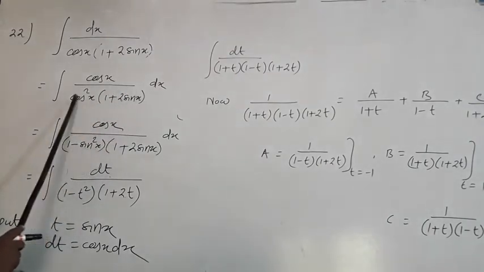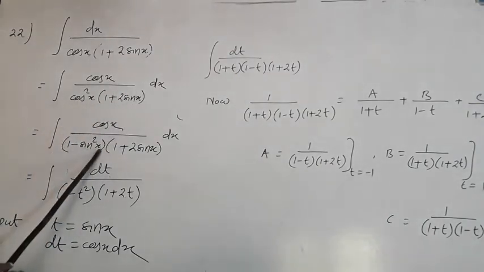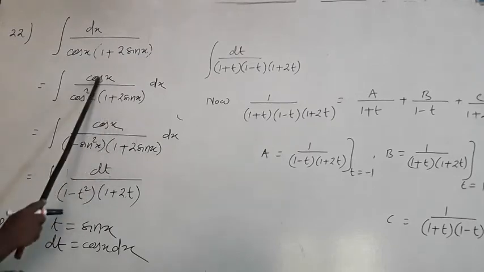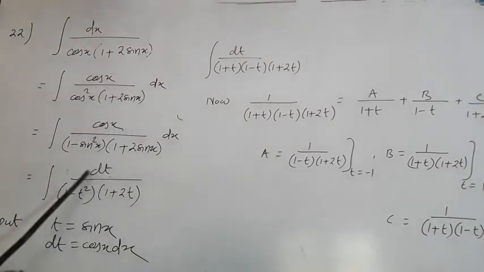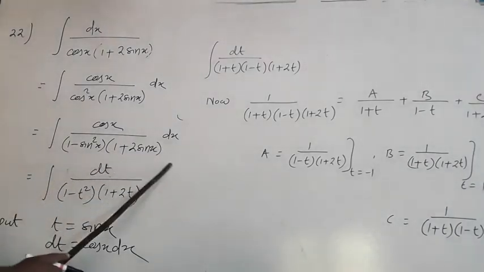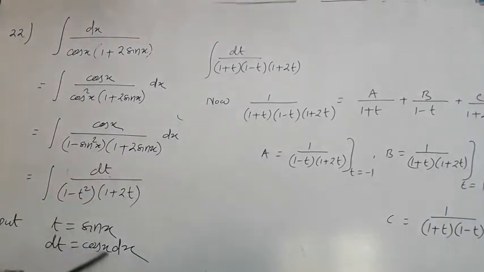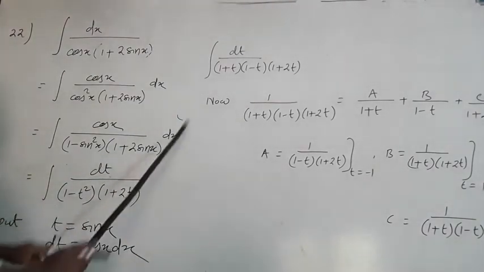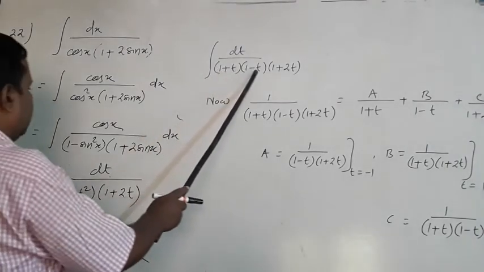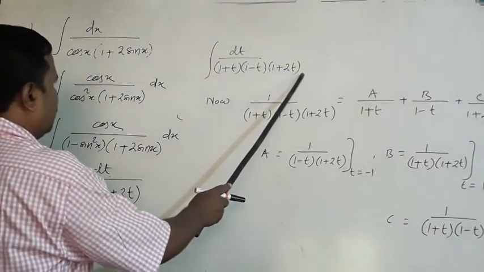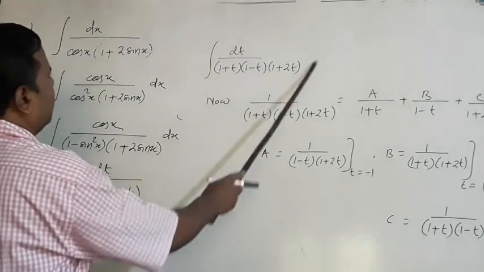Then what will you do? Cos square x is 1 minus sin square x, 1 plus 2 sin x, cos x dx. Okay, put t is equal to sin x. dt is cos x dx, so that it becomes dt by 1 minus t square into 1 plus 2t. Then for this 1 minus t square, apply 1 plus t into 1 minus t, whole into 1 plus 2t.